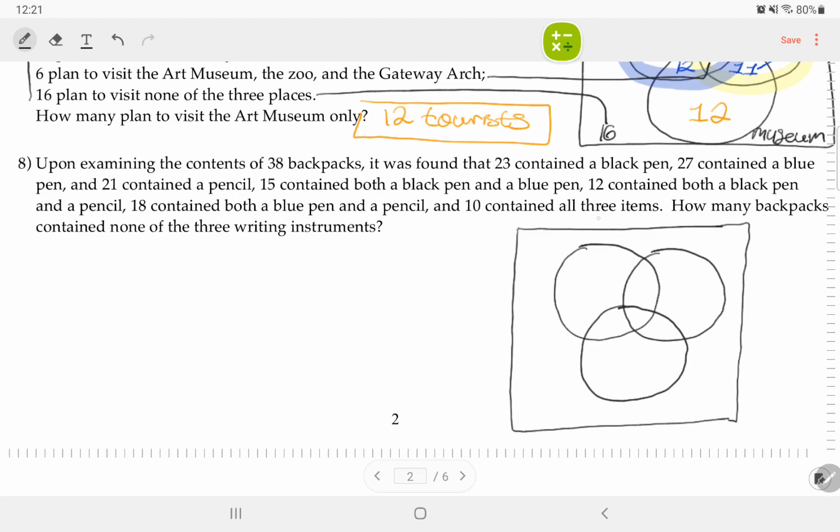So we know we have a total of 38 backpacks. That's going to go on top. And we have three types of categories. We have a black pen, a blue pen, and a pencil. Black for black pen, blue for blue pen, and pencil represents pencil.